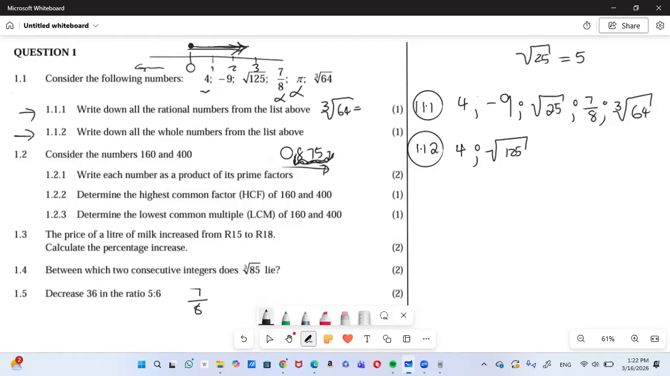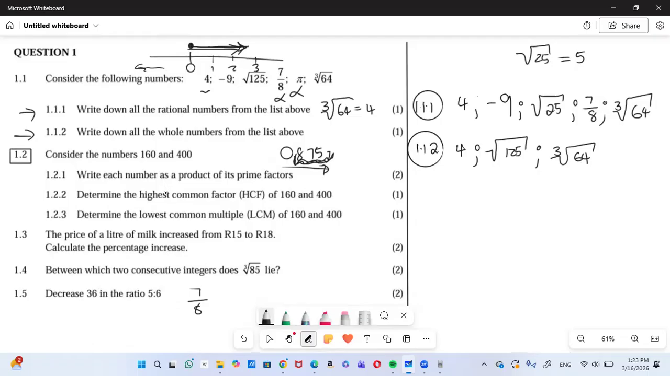When you put it in a calculator, it gives you how much? A 4, right? Meaning this also is part of our whole numbers. This also is part of our whole numbers. So, cube root of 64. And now let us go to 1.2.